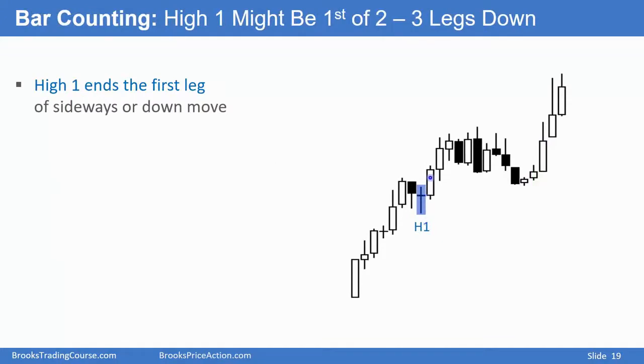The high 1, when it triggers, it ends the first leg of a sideways to down move. So you have a bull trend, you have a high 1 buy signal bar, and then when a bar goes above that bar, that ends the first leg down. It may be the only leg down, but it ends the first leg down.